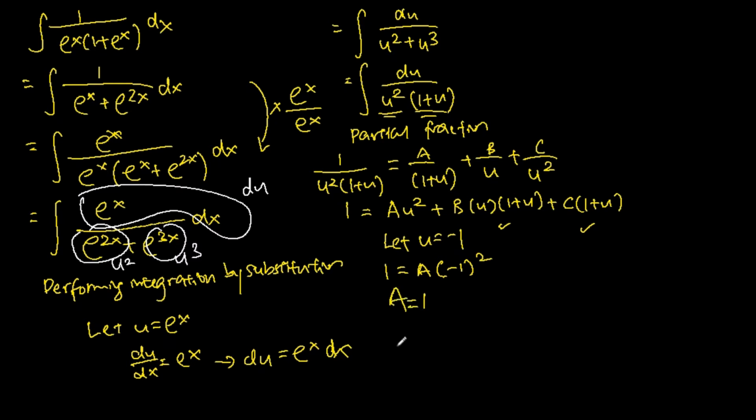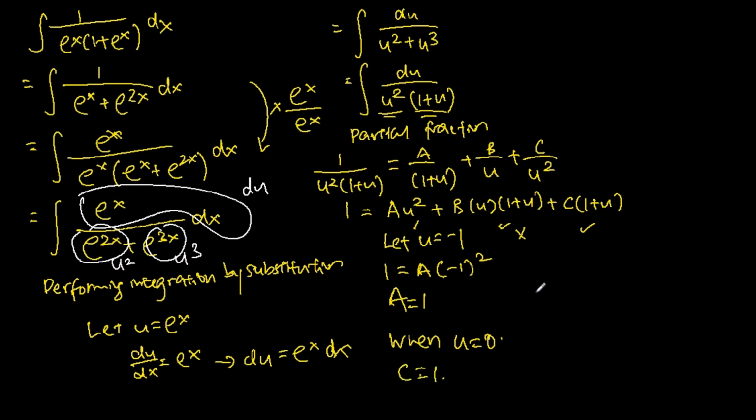So we need to find B and C constants after we found the A constant, which is equal to 1. When u is equal to 0, we can find constant C. Because when u is equal to 0, my first term is 0, my second term is also 0, so my last term is just C. So C is also equal to 1.